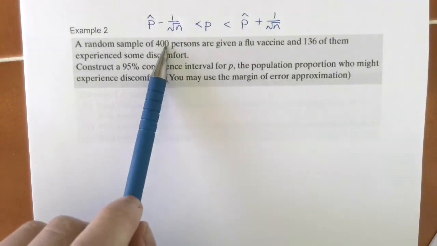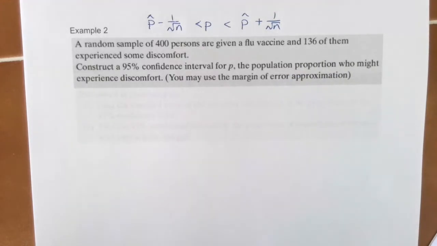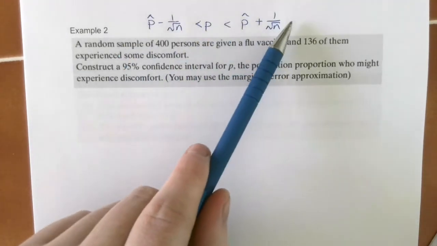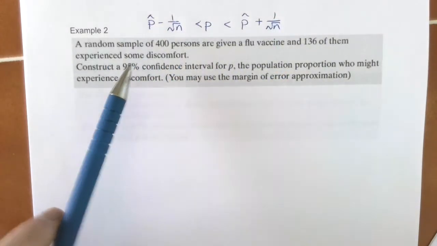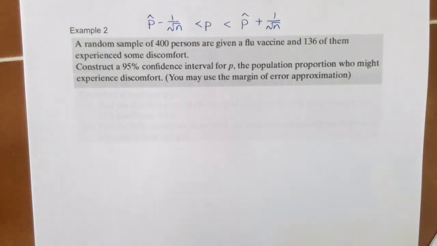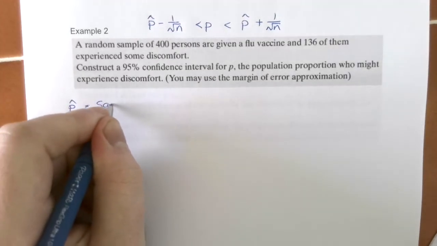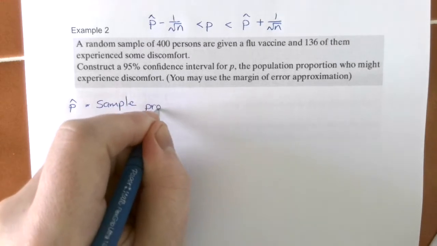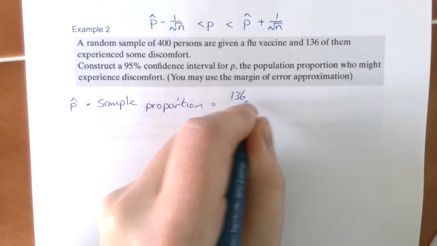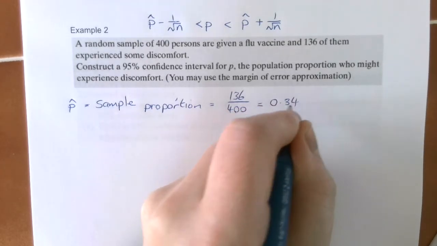Now, out of a sample of 400 people, 136 felt discomfort. If we wanted to figure out how many people out of everybody would find some discomfort, to find the true population proportion, we're going to do a confidence interval. And this confidence interval is going to work 95% of the time. So we're going to use the margin of error as an approximation first of all. The first thing we need to do is find what p hat would be. So this is going to be the sample proportion. The sample proportion is equal to 136 people who felt discomfort over 400 people in total, and writing that as a decimal, it's 0.34.